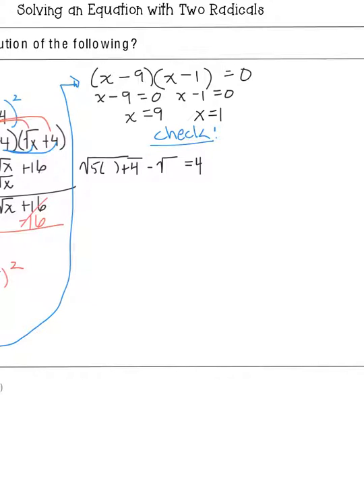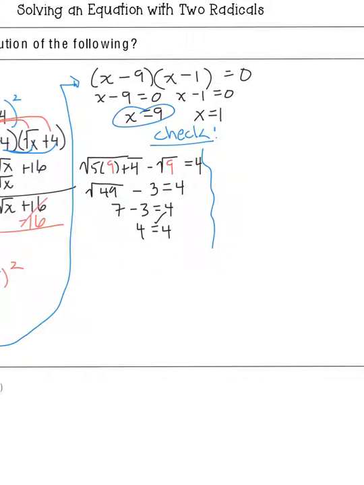So I'm going to put 9 in here and 9 in here. And so I get the square root of 5 times 9 is 45, plus 4 is 49, minus the square root of 9 is 3. Then the square root of 49 is 7, minus 3 is 4. 4 equals 4, check. So this is a good solution. So we're going to check it again.